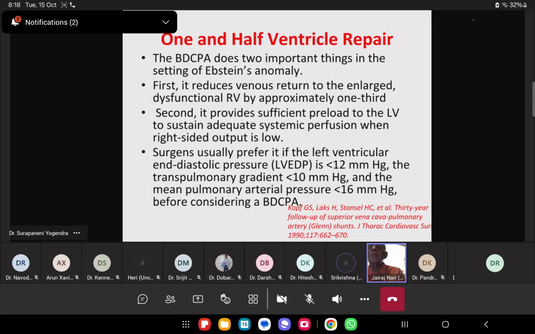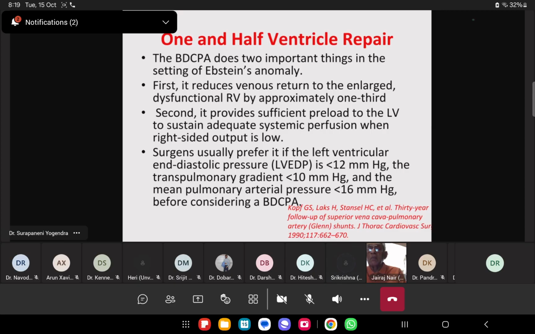Surgeons usually prefer it if the left ventricular end diastolic pressure is less than 12 millimeters of mercury, and the transpulmonary gradient is less than 10 mm of mercury, and the mean pulmonary artery pressure is less than 16 millimeters of mercury before considering a bidirectional cavopulmonary anastomosis.